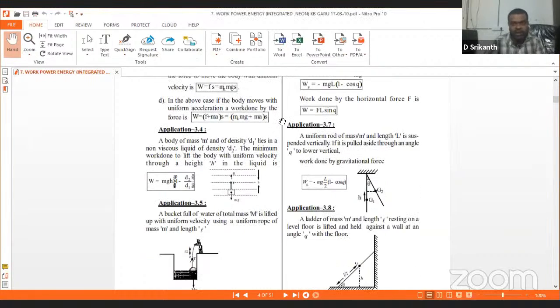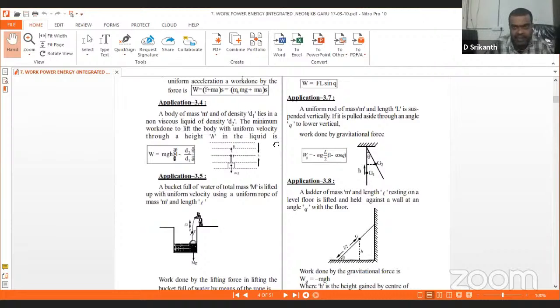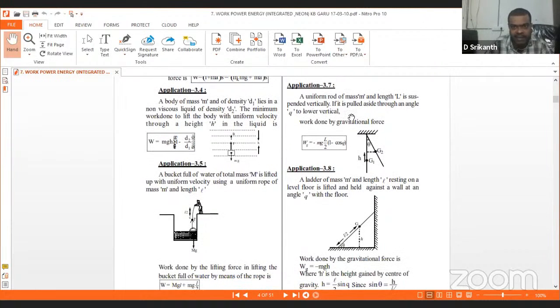A uniform rod of mass M and length L is suspended vertically. If it is pulled aside through an angle theta to the lower vertical, find the work done.